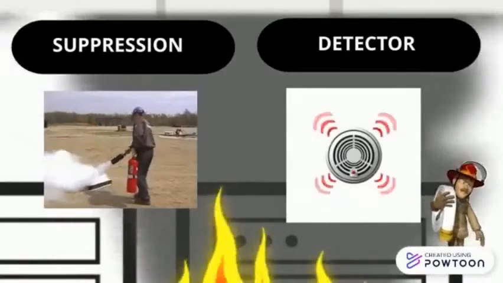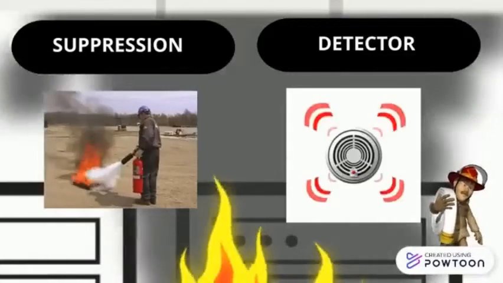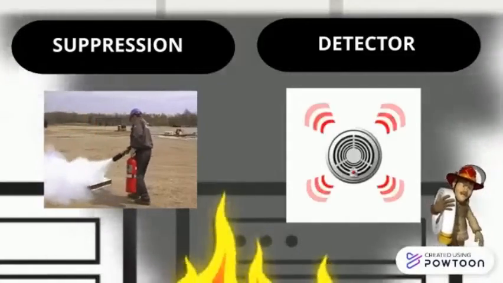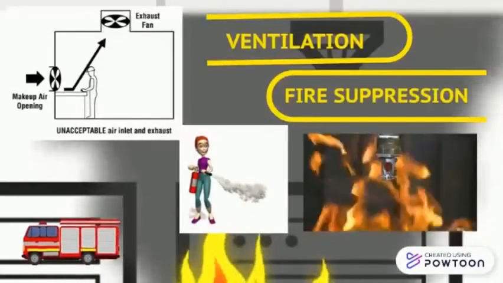Suppression is anything that can put out a fire through direct action, either manually, such as a fire extinguisher, or automatically with an indirect or direct release system. Ventilation is keeping the evacuation route smoke-free with fire-resistant fans.